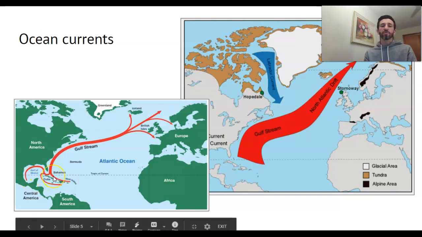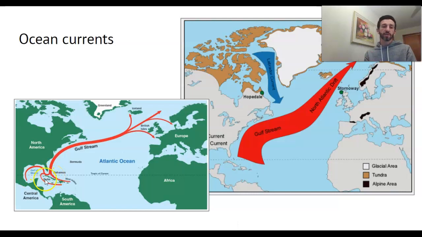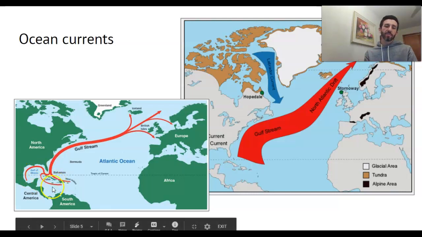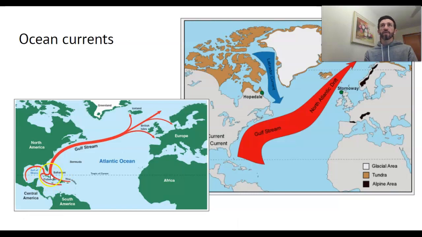So the way that the ocean current works in the Atlantic Ocean is the warm water from the Gulf of Mexico, okay, at the Tropic of Cancer over here, you see in this picture around the Caribbean, travels kind of north and then east towards England and the British Isles.